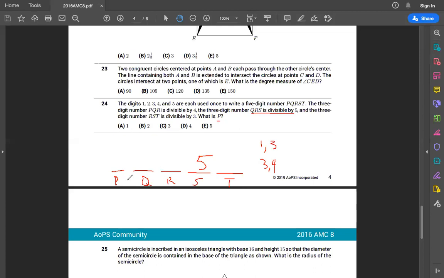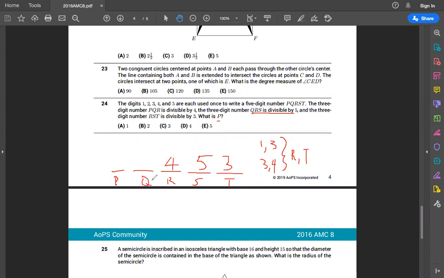But we also know PQR has to be divisible by 4. Let me just make this clear. This is for R and T. Okay, so PQR has to be divisible by 4. That means that R has to be an even number. And for these possibilities, 4 is the only even number, so R has to be 4. And that means T has to be 3.